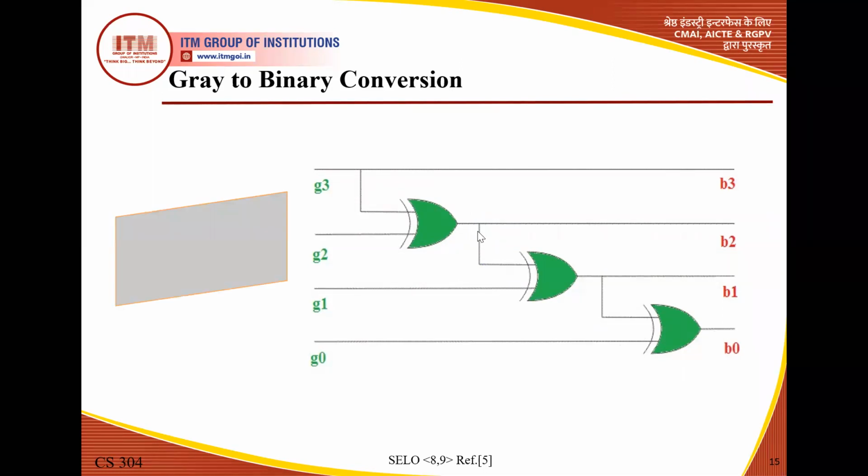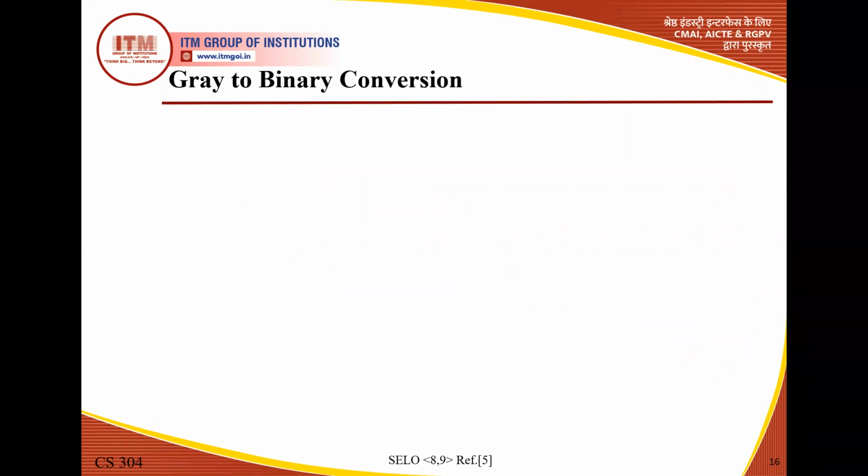Here again we use 3 XOR gates. In this case again the MSB is same, G3 equal to B3. The MSB of gray and binary code is same, that is G3 equal to B3. Likewise in binary to gray, the MSB is same. Here the MSB is again same.